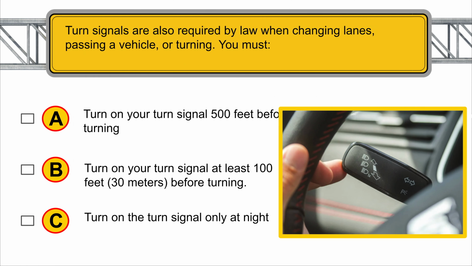Turn signals are also required by law when changing lanes, passing a vehicle, or turning. You must keep in mind to turn on your turn signal at least 100 feet, 30 meters, before turning.